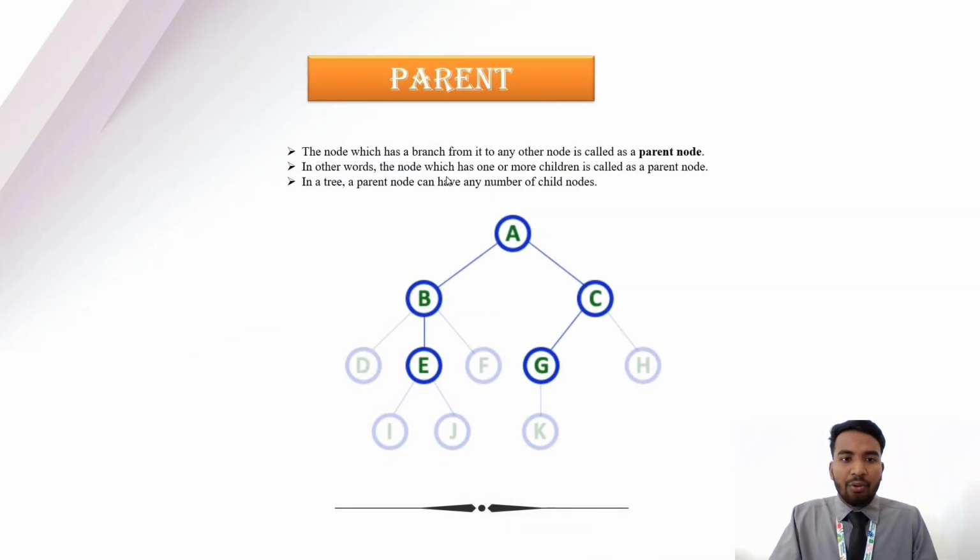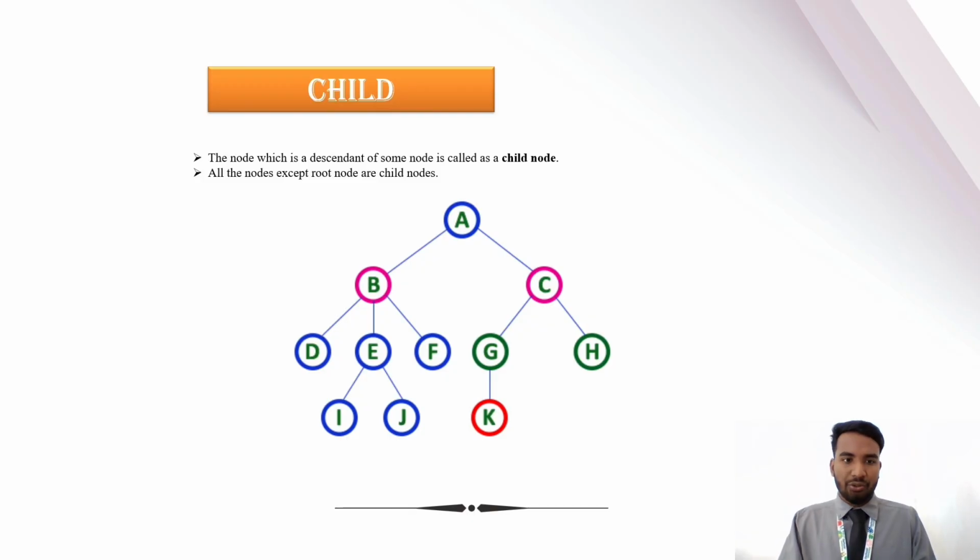Here the node which has a branch from it to any other node is called a parent node. Here in a tree, A is a parent node when B and C are children, and B is a parent node when E acts as a child. C is a parent node when G is a child, and in a tree, a parent node can have any number of child nodes. In the next slide, there is the child node.